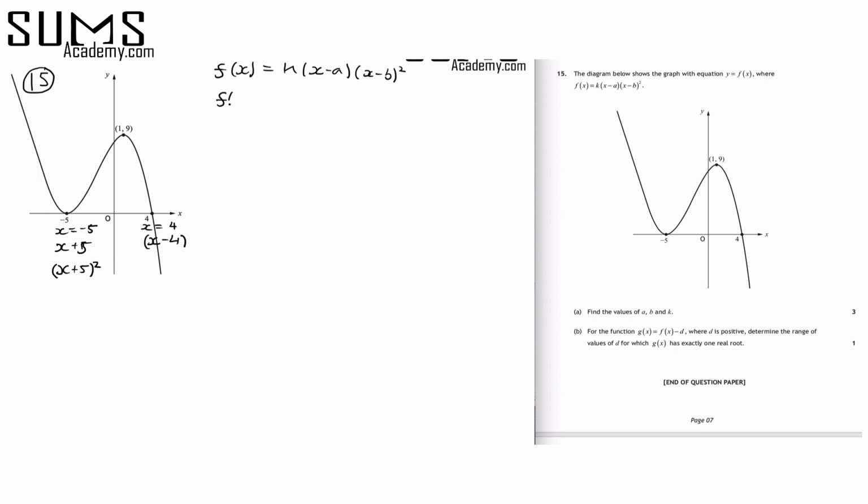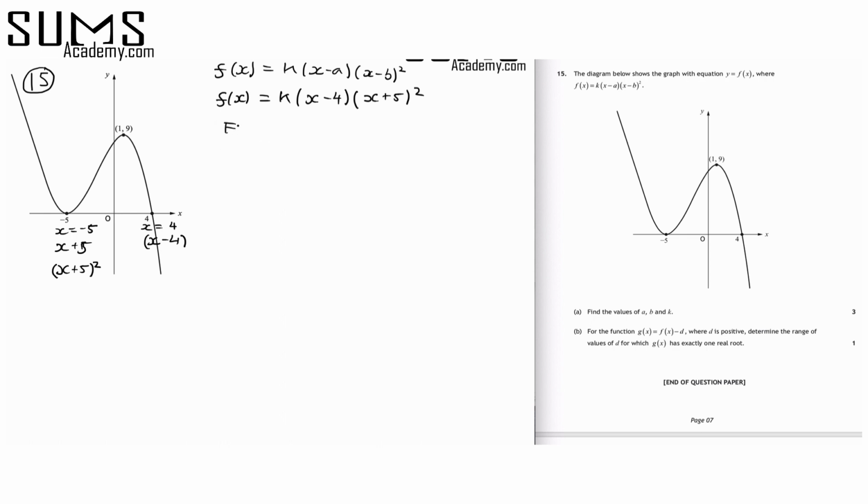So my f of x is going to equal k, which we still don't know, and x minus a, so a is going to be 4, so that's going to be x minus 4. And then we're going to have x minus b, we're going to have x plus 5 all squared. So that's the first part done. To find k, we know a value for one of the y values when we have one of the x values. So we can just substitute x equals 1 and y equals 9 into this expression.